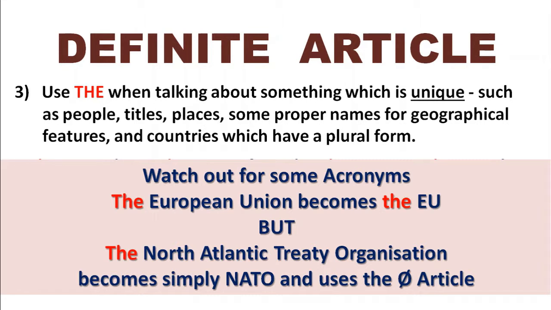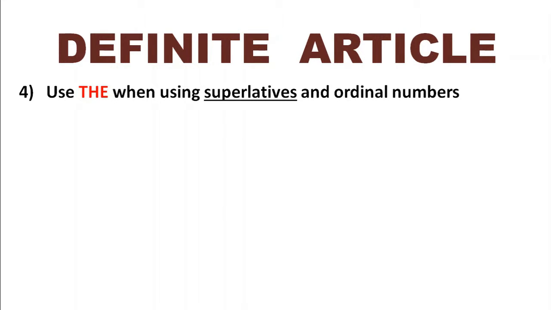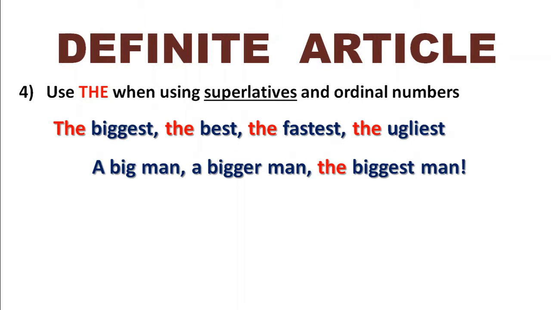And then the 4th rule is we use the when using superlatives and ordinal numbers. Let's talk about superlatives. I'm sure you understand all of these, the biggest, the best, the fastest, the ugliest. This is just another way of saying there's only one of them. So for example, we might say a big man, a bigger man, but there is only one biggest man. So we say a big man because there might be lots of big men. A bigger man, there might be lots of bigger men, but there is only one biggest man.